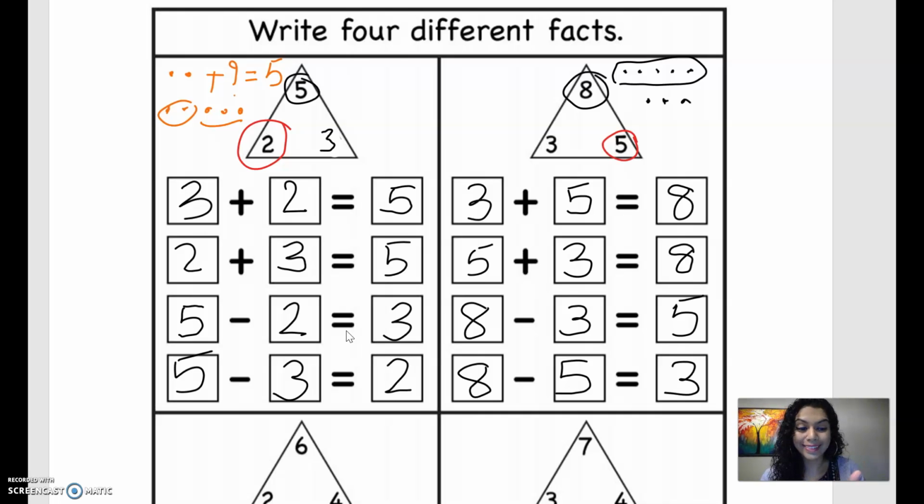I hope you get it. If you don't understand this, you can message me and I can help you out further, but practice this. I'm going to ask everybody fact families on Friday. All right, that's going to be our topic.